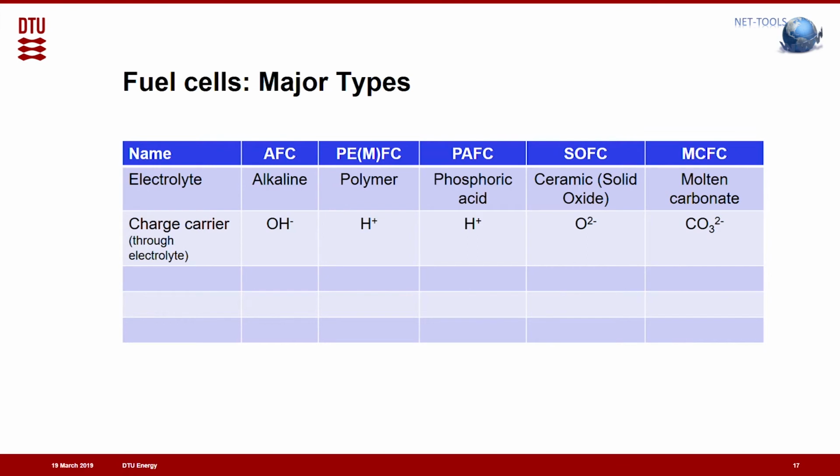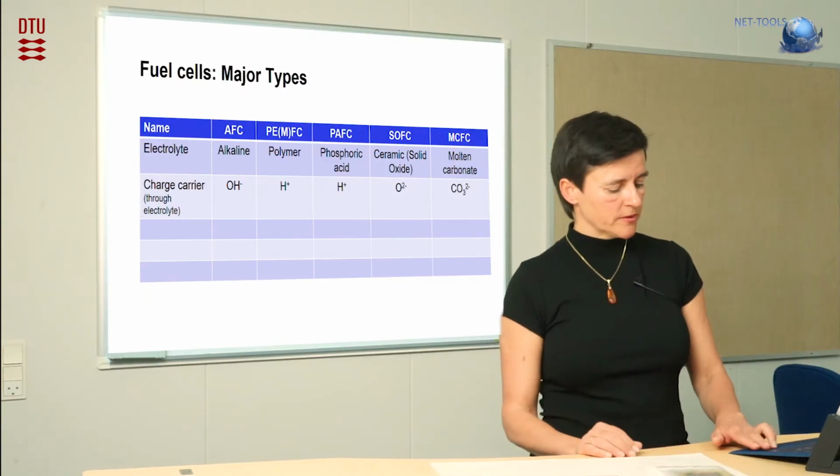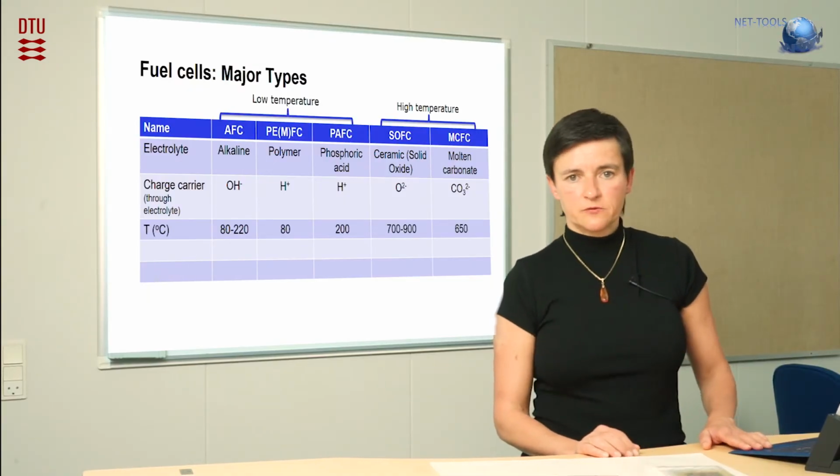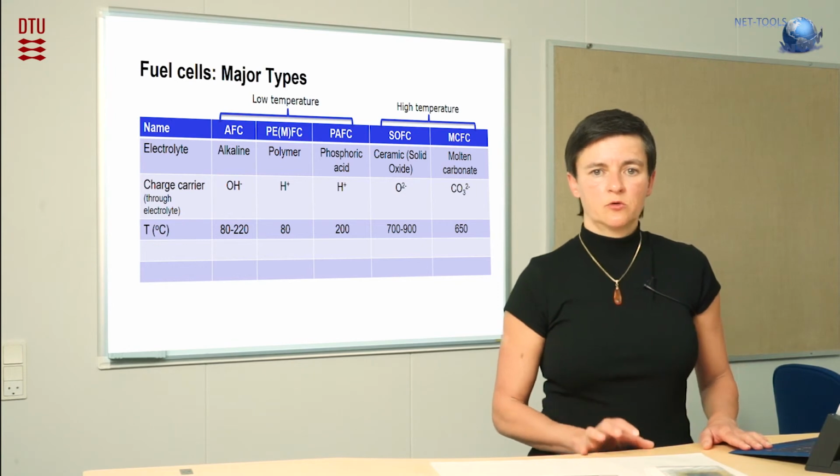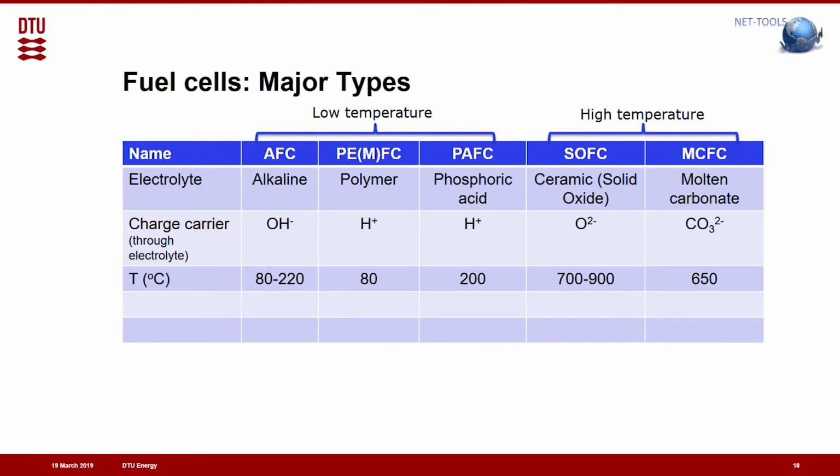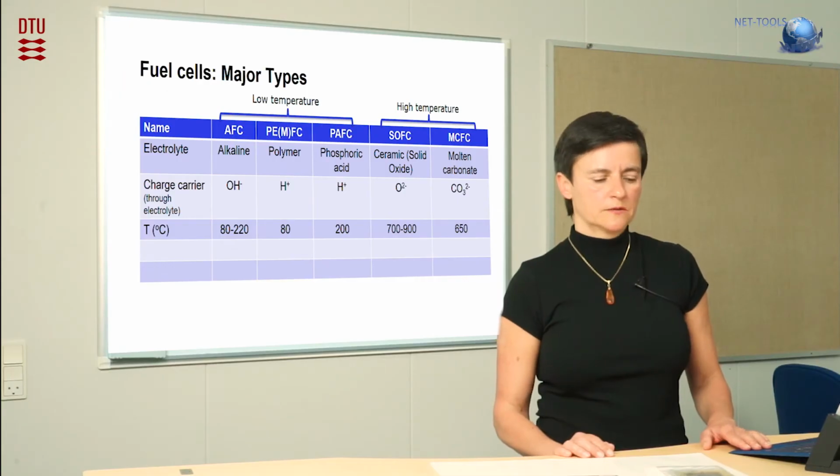This electrolyte also determines which ion travels through the electrolyte. You see here OH-, protons, oxygen ions and carbonates. The transport mechanism through the electrolyte also determines the temperature at which you operate the fuel cells. So here you can divide into low temperature and high temperature fuel cells, where the low temperature cells stop at around 200 to 220 degrees centigrade and the high temperature fuel cells start around 600 degrees centigrade.